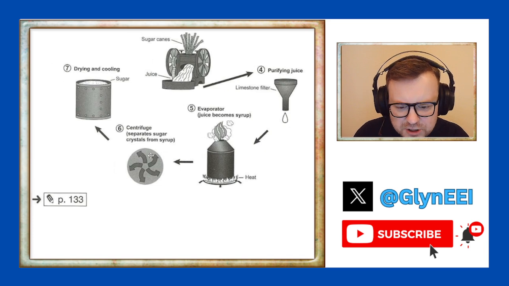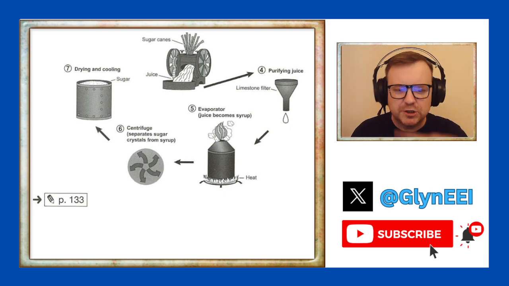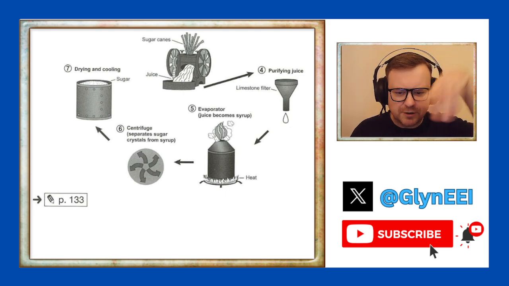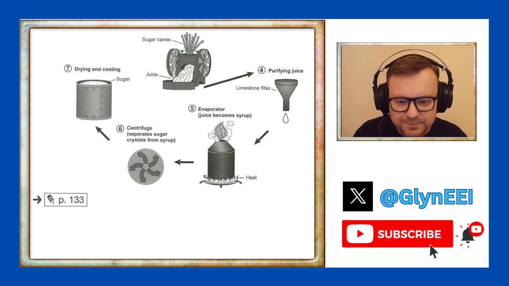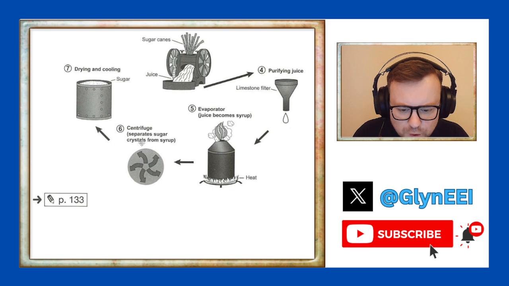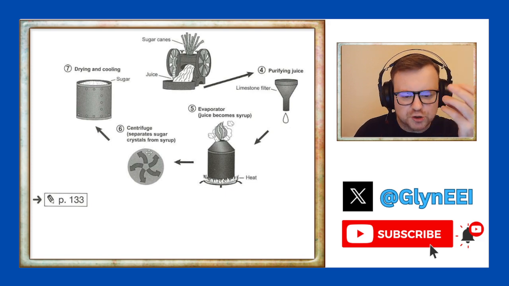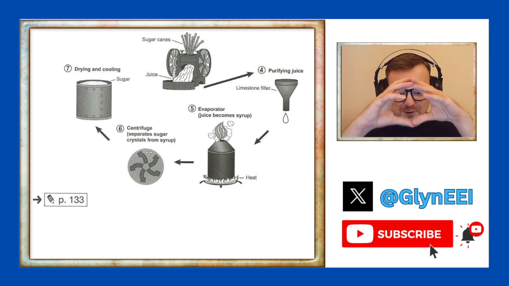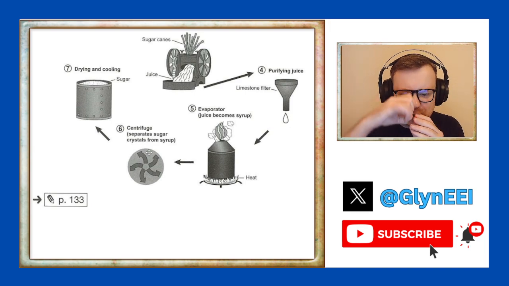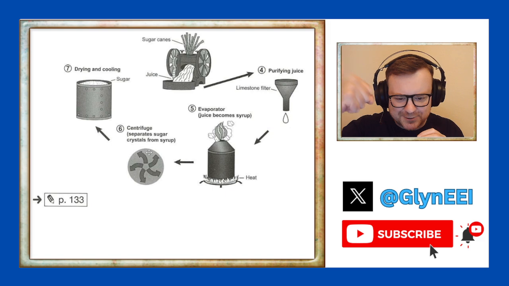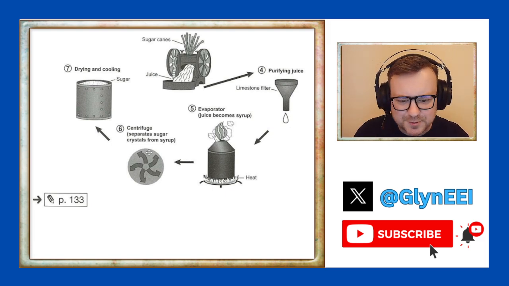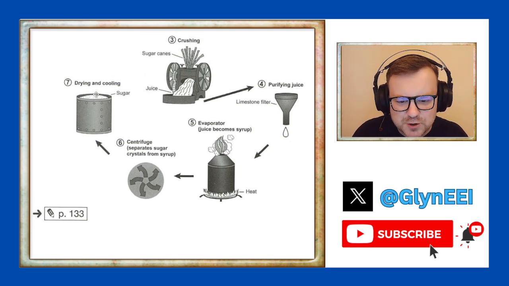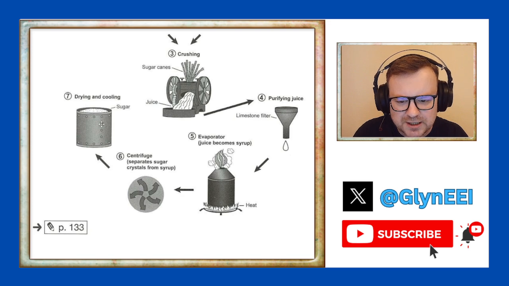Cool. Stage 6, we put this syrup into a centrifuge. So centrifuge is something that spins around, just like in your washing machine. So why do we do this? Well, this separates the sugar crystals from the syrup. So once we have the syrup, we are interested in the crystals. So we want to extract those crystals and throw away the syrup, I guess. And then finally, once we get those sugar crystals, we let them dry, we let them cool. And that's the end of the process.